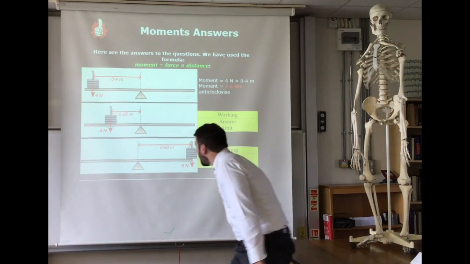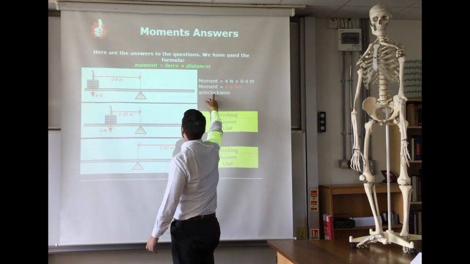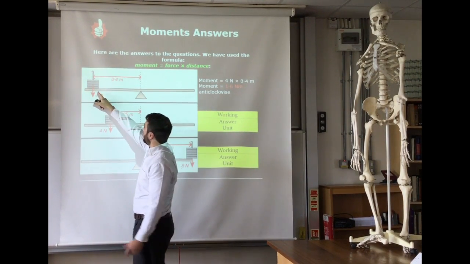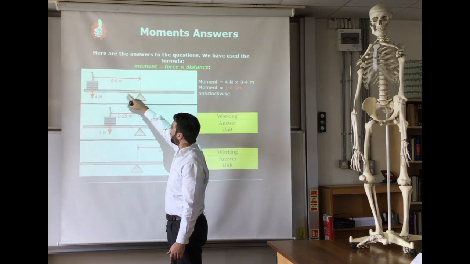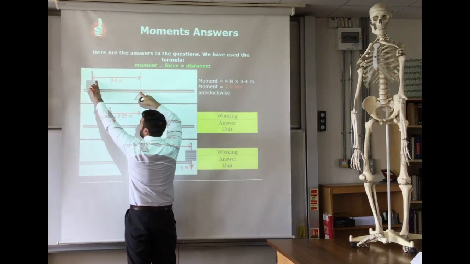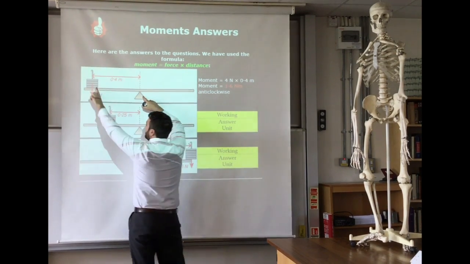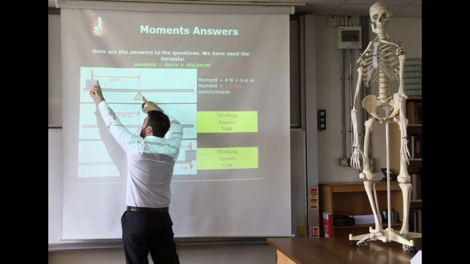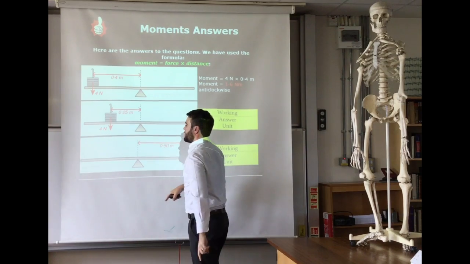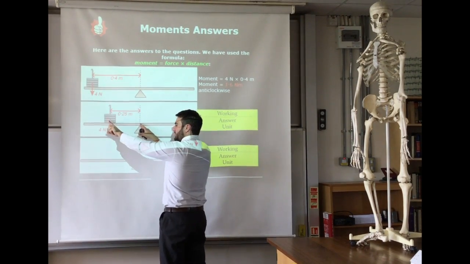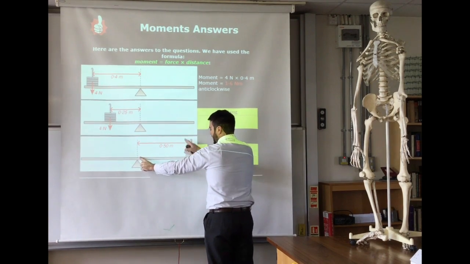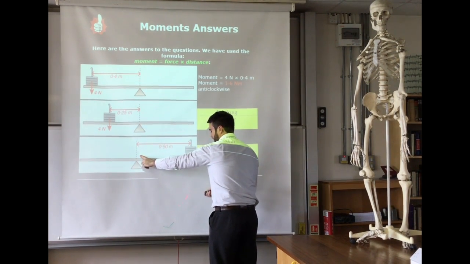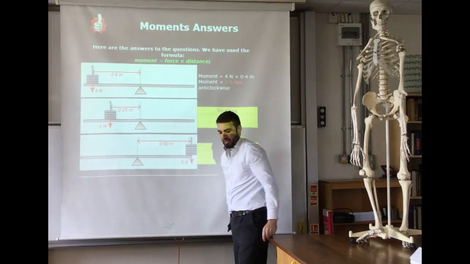Now, we need to say whether it's clockwise or anti-clockwise. How do I work it out? Well, put your finger at the pivot point and think about what this one is going to do. It's going to turn me this way. If you think of your clock face, that would be anti-clockwise. What about this one? That's the same, isn't it? It's going to be anti-clockwise. What about this one? Finger at the pivot point, it's going to be turning me like this. It's going to be turning me clockwise.